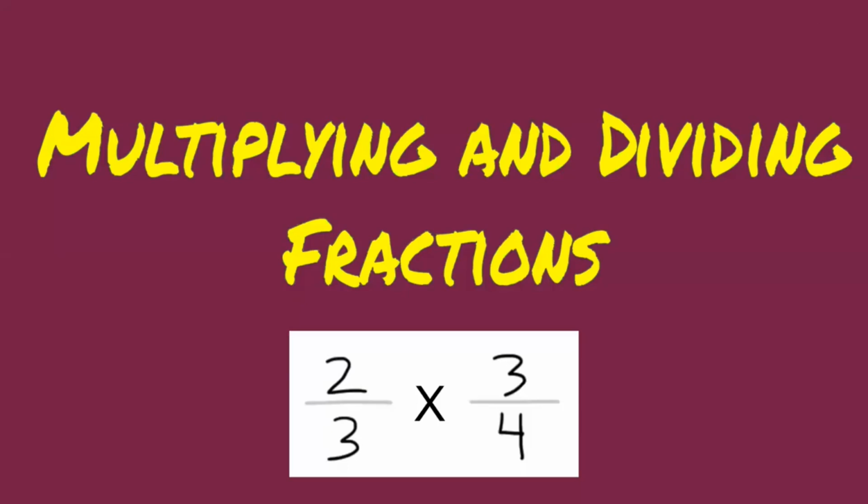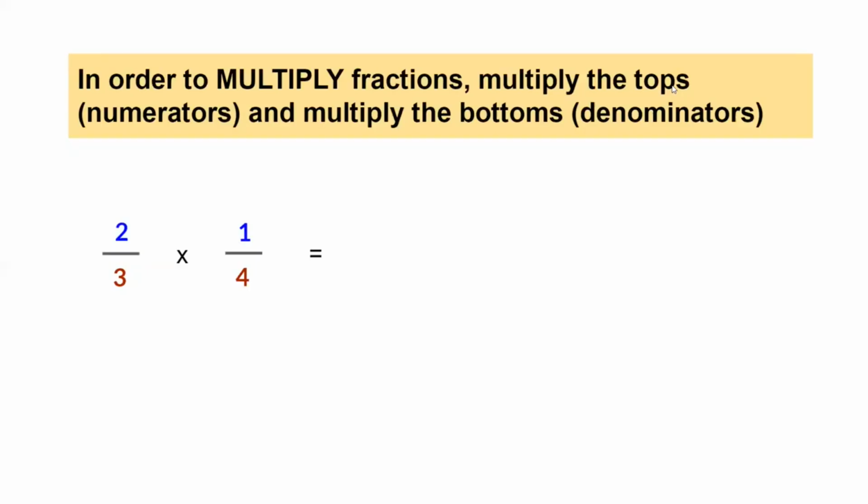In this video, we're going to be talking about how to multiply and divide simple fractions. Let's take a look at the rule for multiplying fractions. It's pretty straightforward. We are going to multiply the tops of the fractions. We call those the numerators. In this case, 2 times 1. And we're going to multiply the bottoms of the fractions, the denominator, 3 times 4.